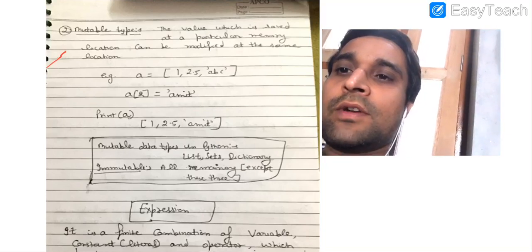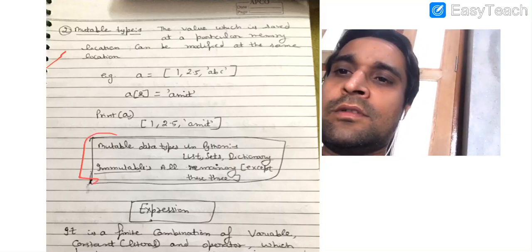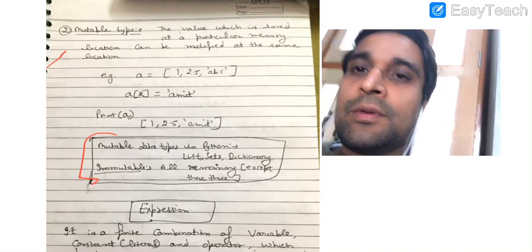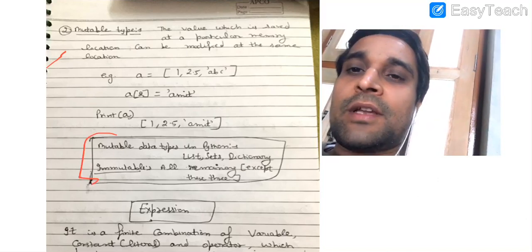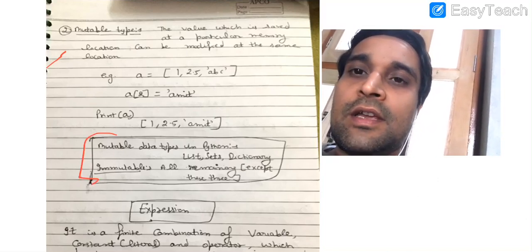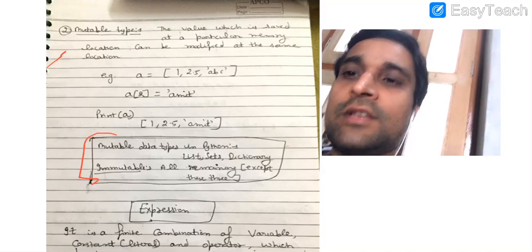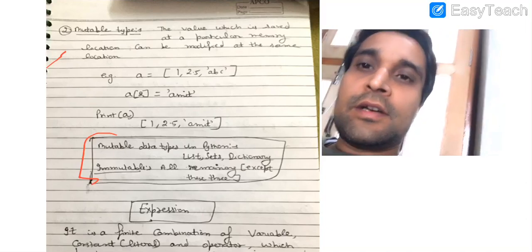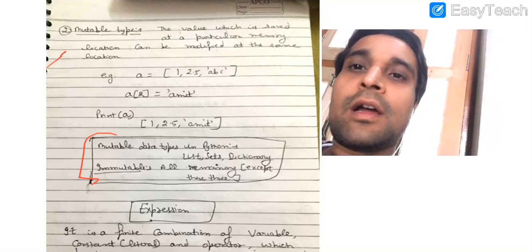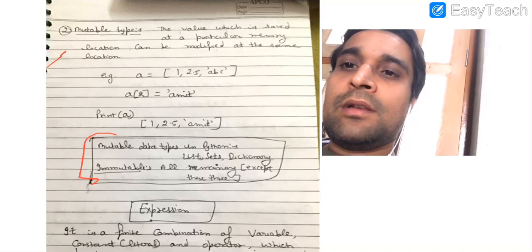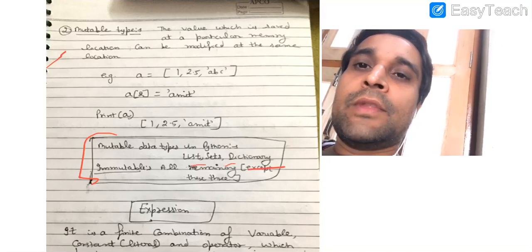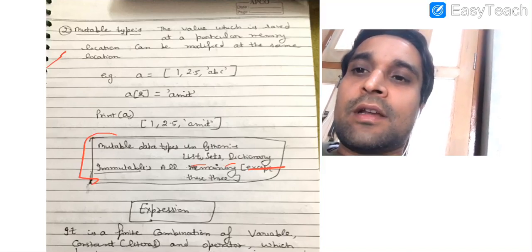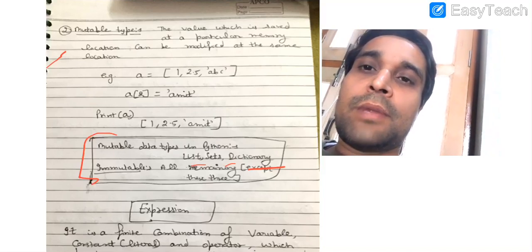Now in this box we have written the various mutable and immutable data types available in Python. From all the data types that we have discussed till now, only three data types come under the mutable category and all other data types are immutable. Mutable data types are list, set and dictionary, and all other data types are immutable data types in Python.